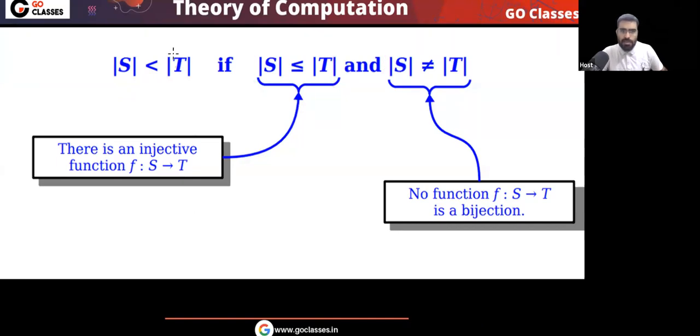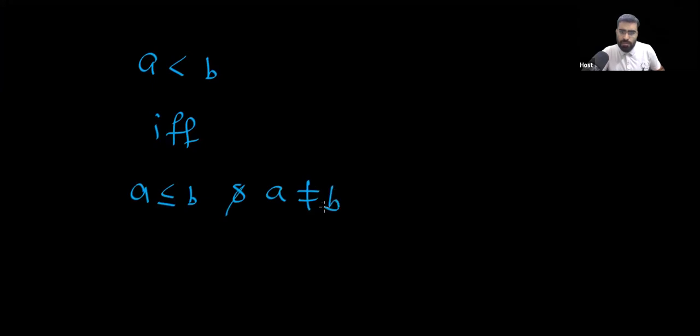Okay, yes or no? Very simple. So I can say that it's like this. When can I say A is less than B? A is less than B if and only if A is less than or equal to B and A is not equal to B. The same thing is happening here.